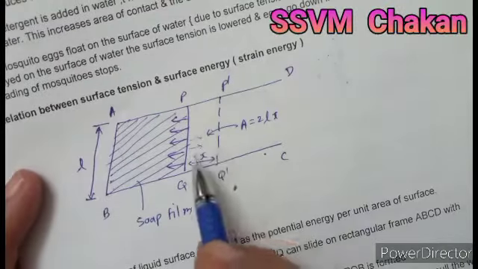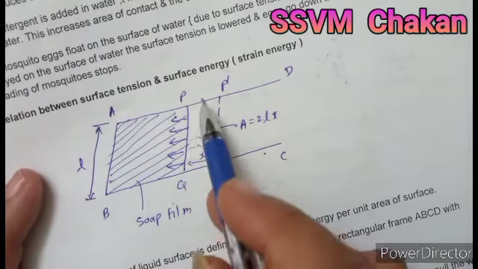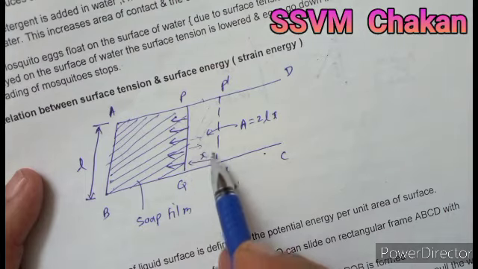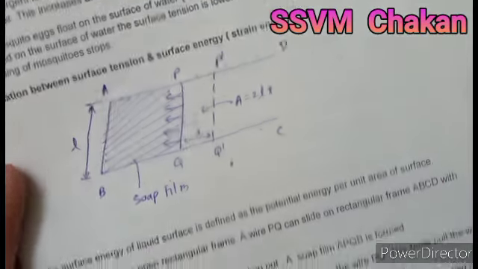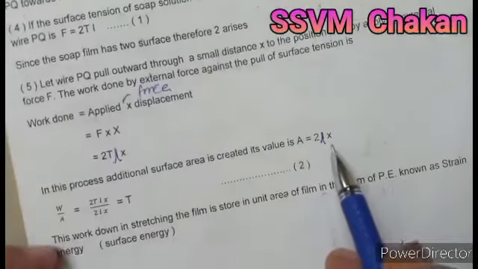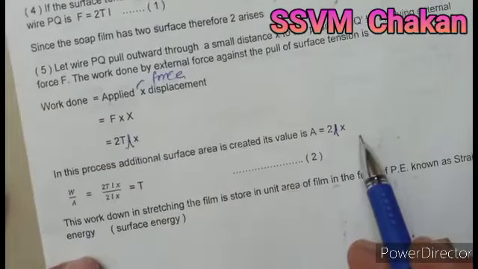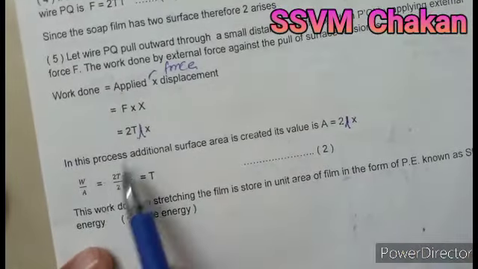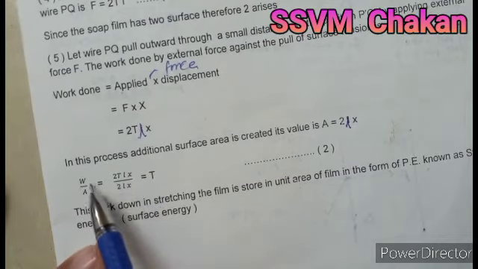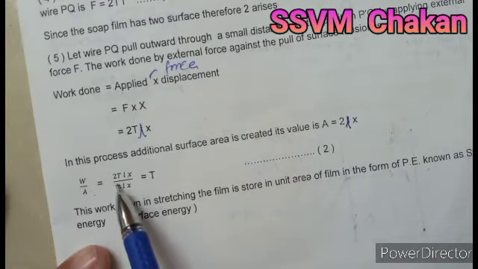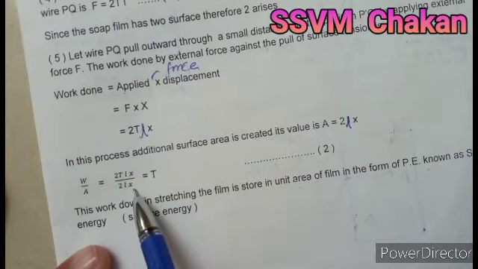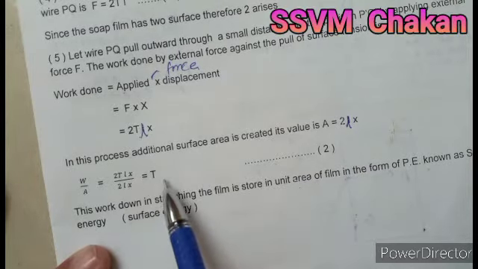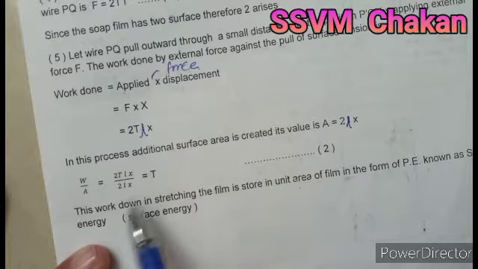When you pulled it outward, this additional surface area was created. It also has a top surface area and a bottom surface area, so the total surface area is 2L into x. Divide the work done by this area. So W divided by A is equal to 2TLx divided by 2Lx. So 2Lx gets cancelled, which is equal to T.